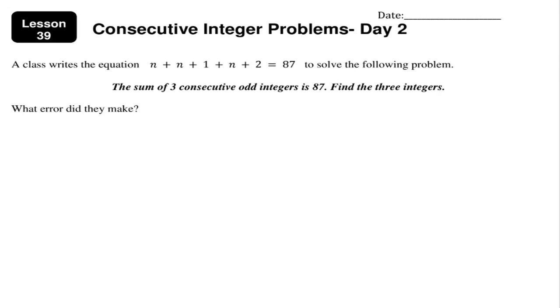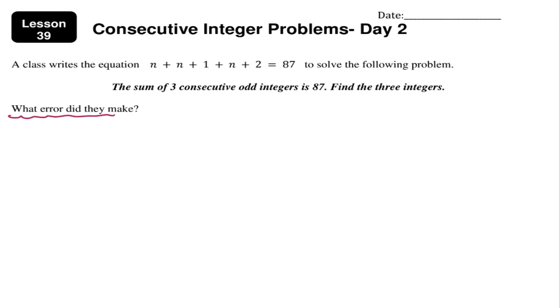So let's read this one because I'm looking for what error they made. My favorite types of questions. A class writes the equation n plus n plus 1 plus n plus 2 equals 87 to solve the following problem. The sum of three consecutive odd integers is 87. Find the three integers. What error did they make? So they made a mistake.